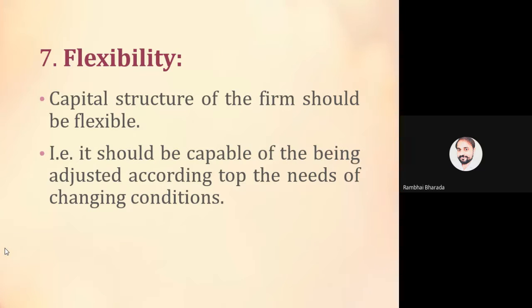So are we clear up to this 7? Just repeat 1 to 7. Number 1, financial leverage. Number 2, growth and stability in sales. Number 3, cost of capital. Number 4, cash flow ability. Number 5, nature and size of business. Number 6, control. And number 7, flexibility.